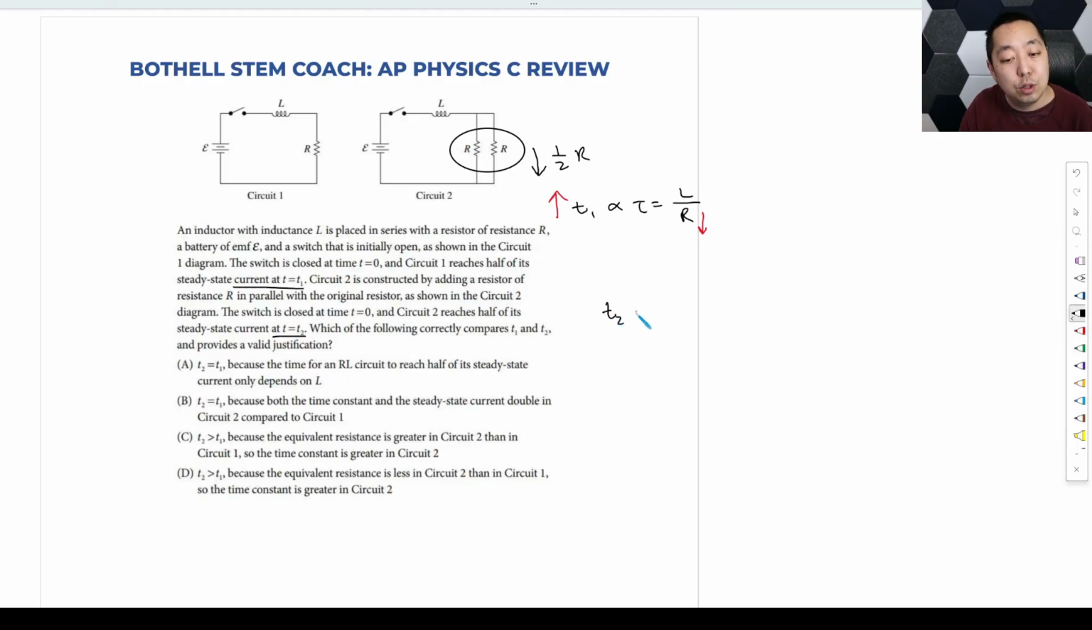So therefore, T2 has to be greater than T1 because it has a smaller resistance. Smaller resistance means larger time constant. Larger time constant means it will take longer to reach half of that. That's the shape of the exponential curve. So T2 is going to be greater than T1 because the equivalent resistance is greater in circuit 2 than in circuit 1, or is it because the equivalent resistance is less than? Two resistors in parallel will have less resistance, not greater resistance. So it's going to be D here.